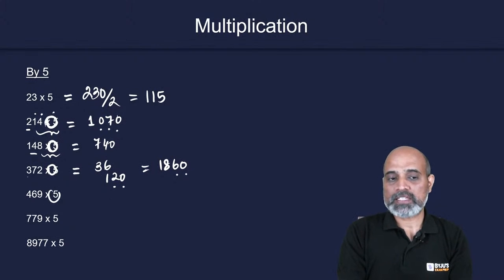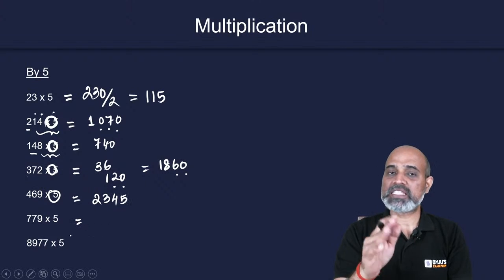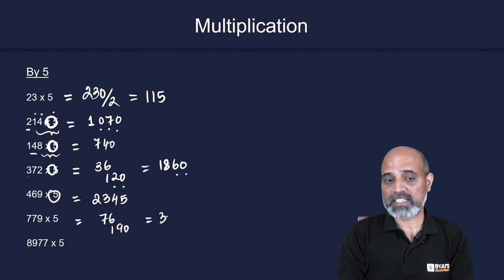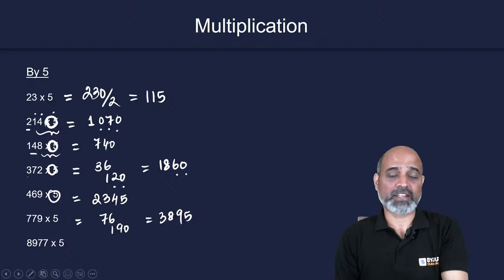469 into 5 is same as 4690. Half it. 46 का half is 23. 90 का half is 45. 779 into 5 means 7790 का half. Now 7790 में I can do 76 and then 190. So half of 76 is 38 and half of 190 is 95. 779 into 5 is 3895.